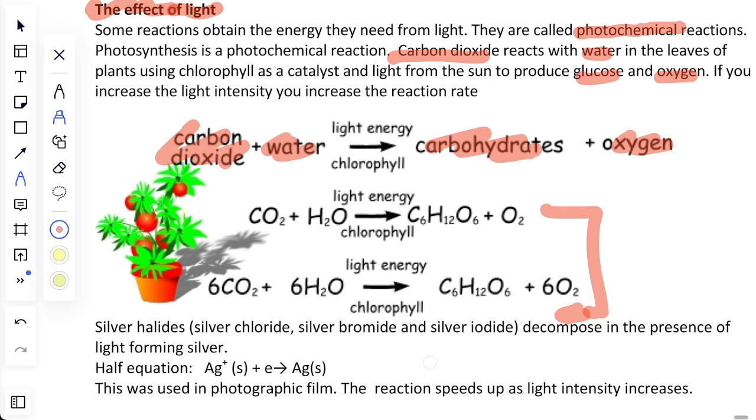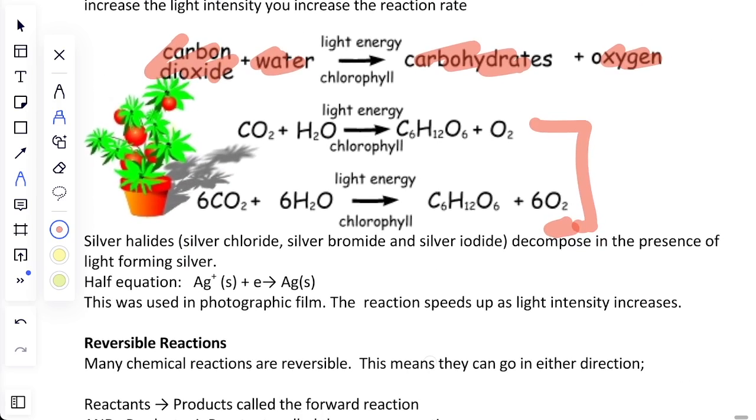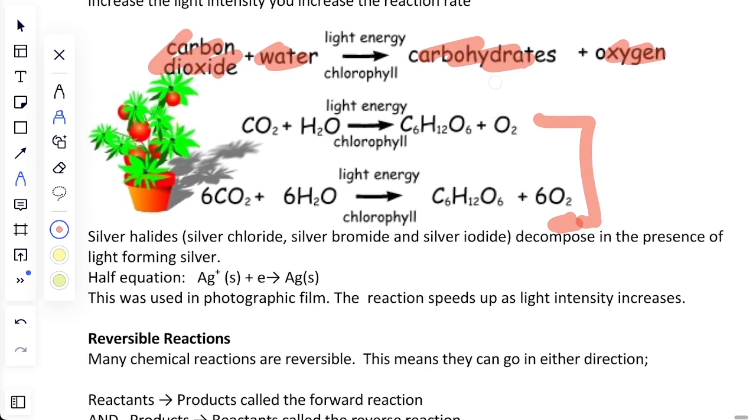Now, in the 2022 examination, they asked a question about silver halides. You need to remember that silver chloride, silver bromide, and silver iodide decompose in the presence of light, forming silver. The half equation for this would be silver ion plus electron gives us silver.